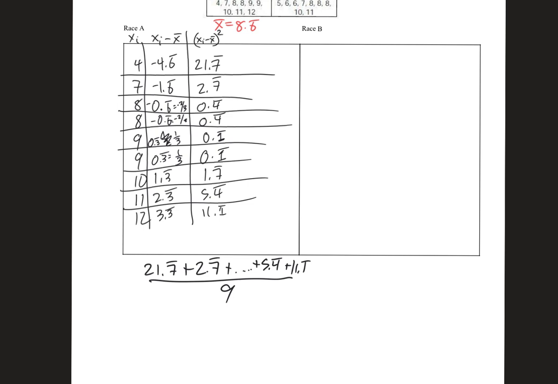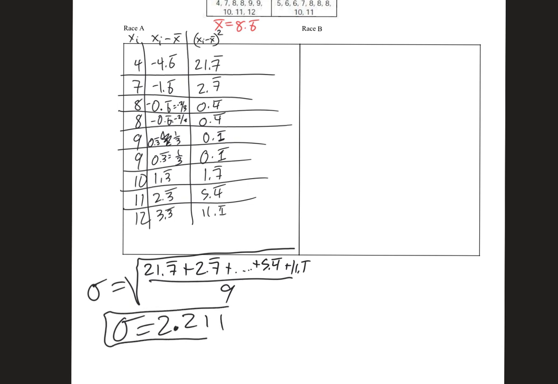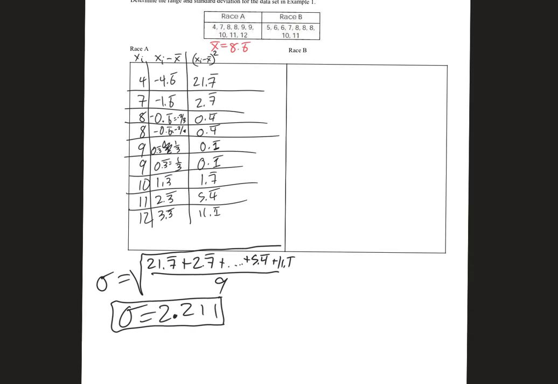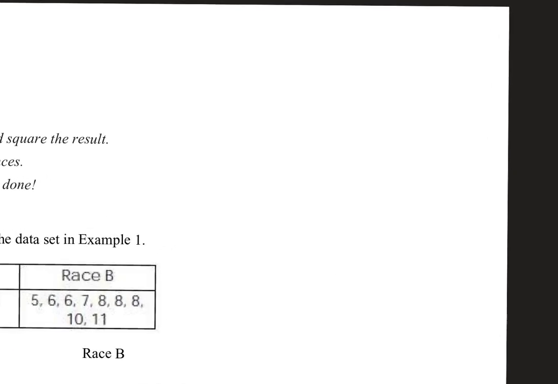And then it says you take the square root of that. And that is how you get your standard deviation. So if you do all that right, you should end up with a standard deviation of 2.211. About that. That's what I got when I did it. Now, that's a lot of steps. So we can actually denote all those steps in a formula. So let me show you what that looks like.